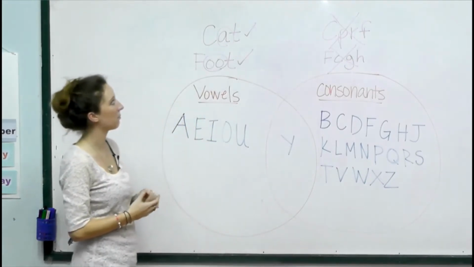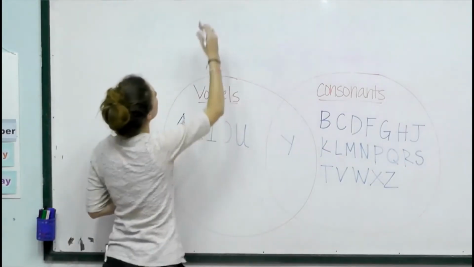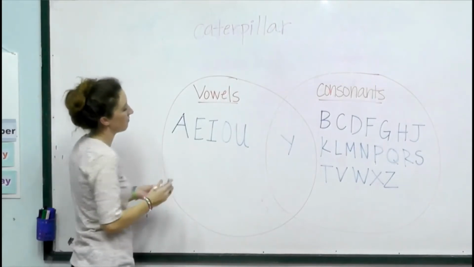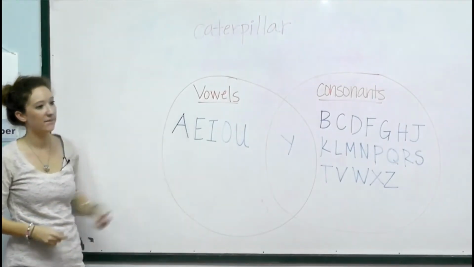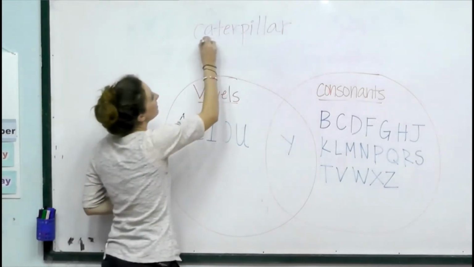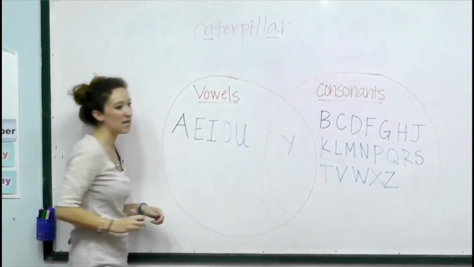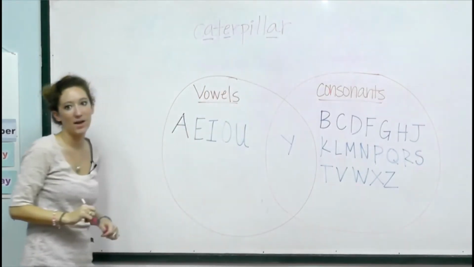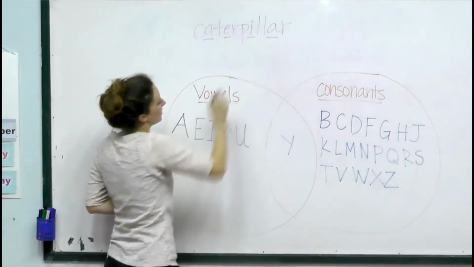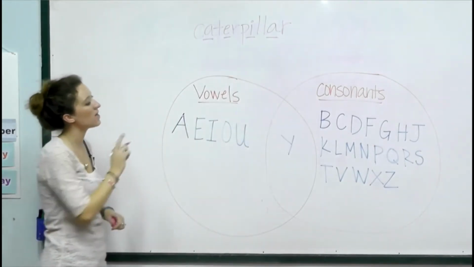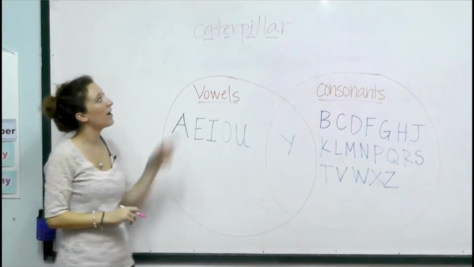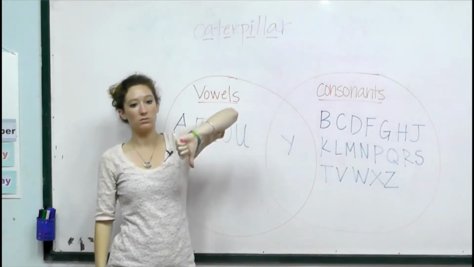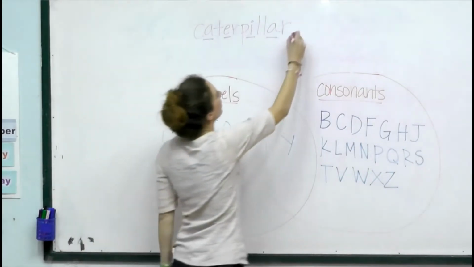You wanna do caterpillar? We can do that. That's a longer word. Many vowels. Do you see A? Yeah, two A's. Do you see an E? Yep, there's an E too. Do you see an I? Yeah, there's an I. Do you see an O? No. Do you see a U? No. All right, but it's got A, E, and I. So word or not a word? It's a word, for sure.